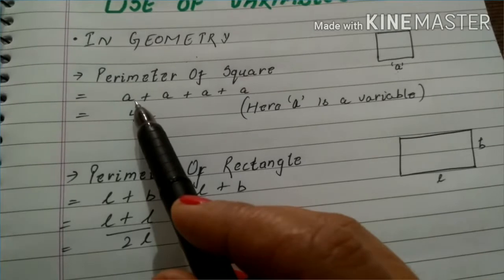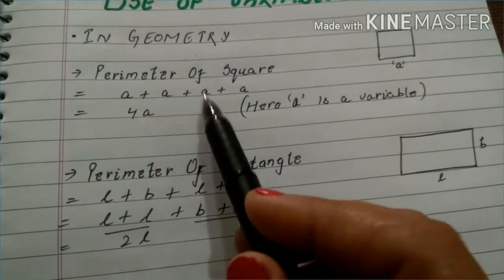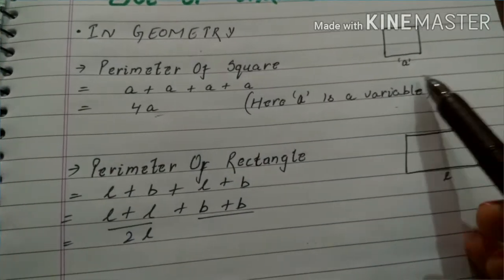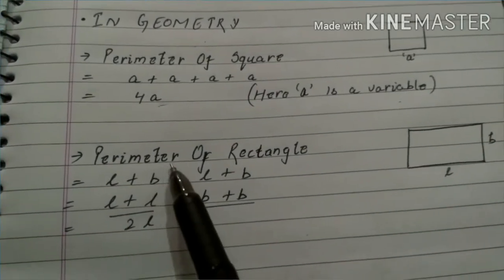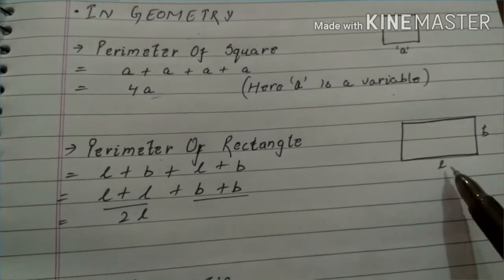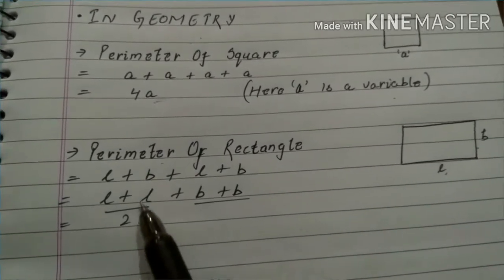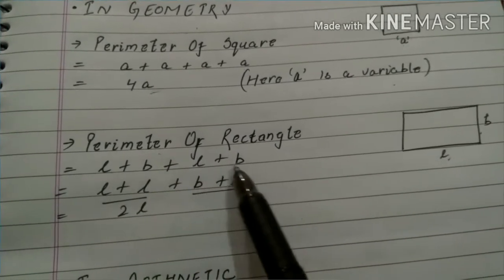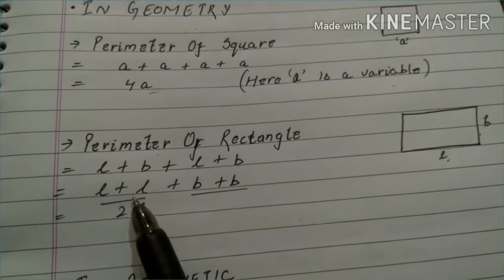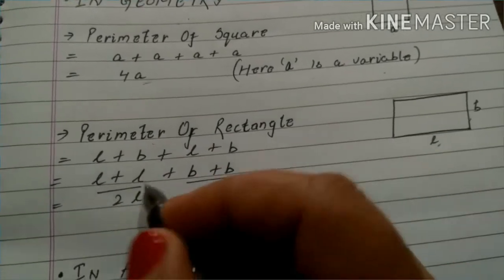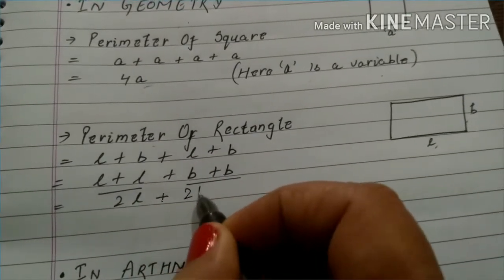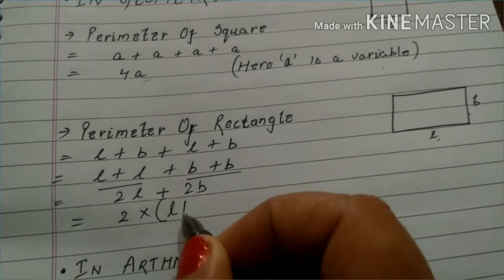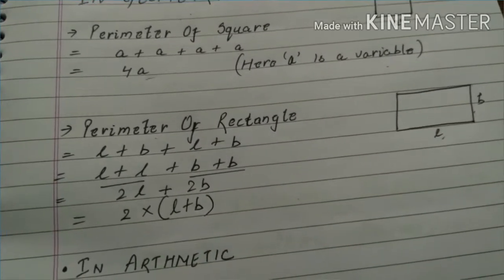We know perimeter is the sum of all sides, that is A plus A plus A plus A, which gives you 4A. Here A is a variable. I have taken A, you can choose any. Similarly, for the perimeter of a rectangle, suppose the length is L and breadth is B. You all know the perimeter is length plus breadth plus length plus breadth, that is 2L plus 2B, and it can be written as 2 multiplied by L plus B.